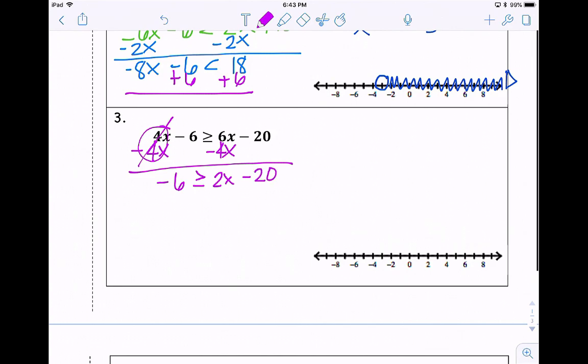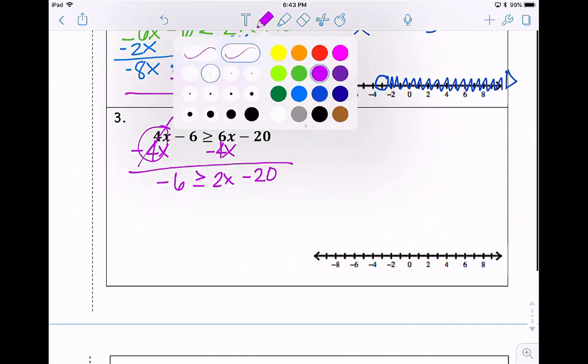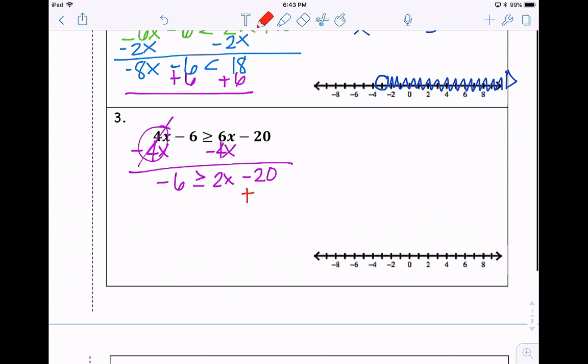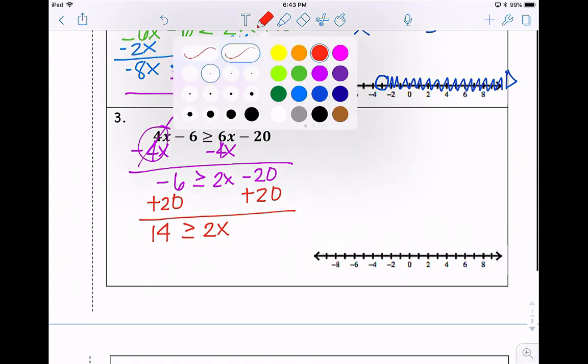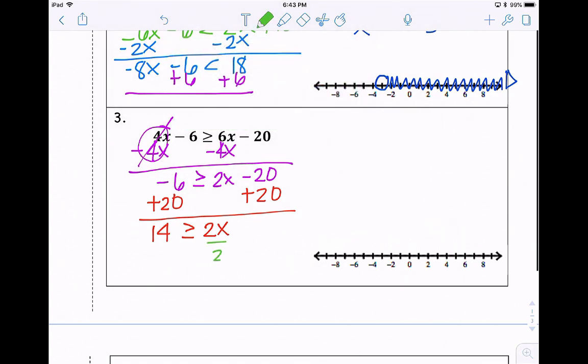So now I have all my variables on the right-hand side this time, which means now I need to move my constants to the left. So I'm going to add the 20 to get it the other way. So add 20. So -6 plus 20 is going to be 14 is greater than or equal to 2x. Last step here is to divide by the coefficient. So to get x by itself, we divide by 2. So I'm going to divide both sides by 2. So we get 7 is greater than or equal to x, which is a little funny.